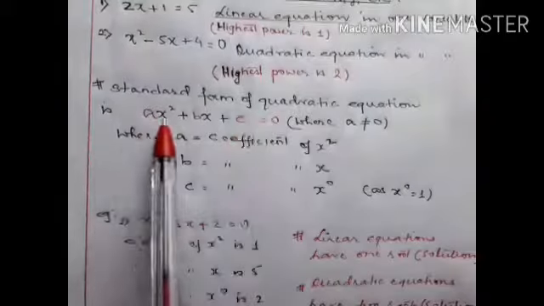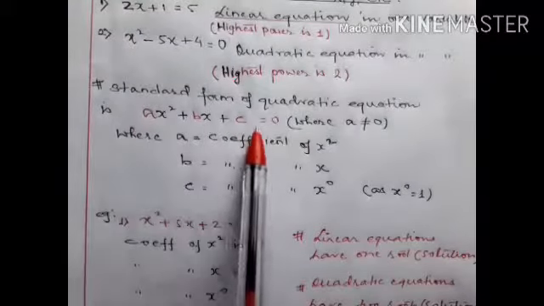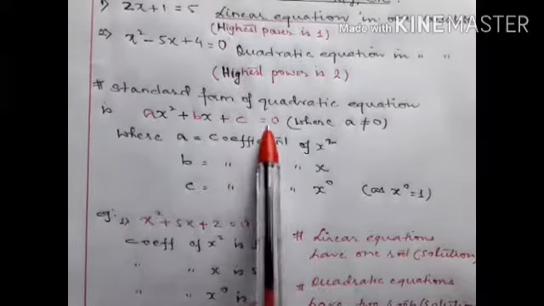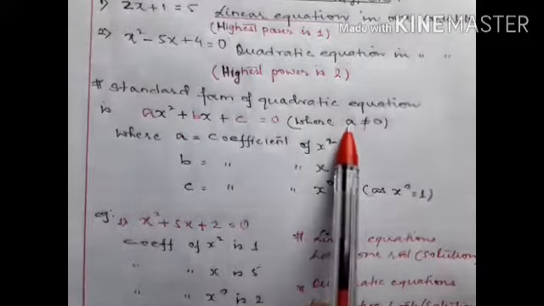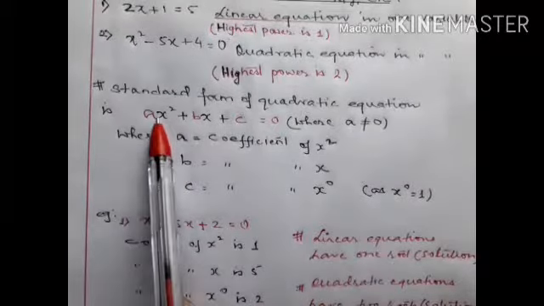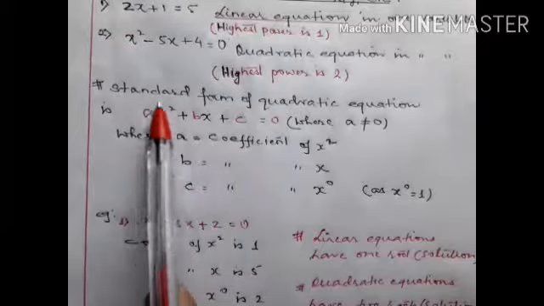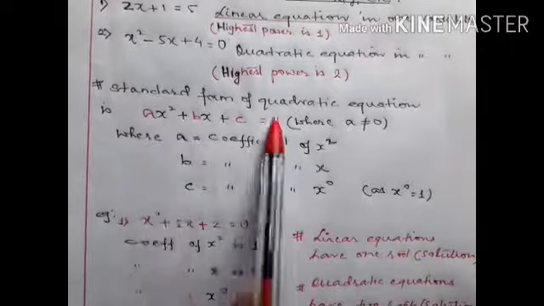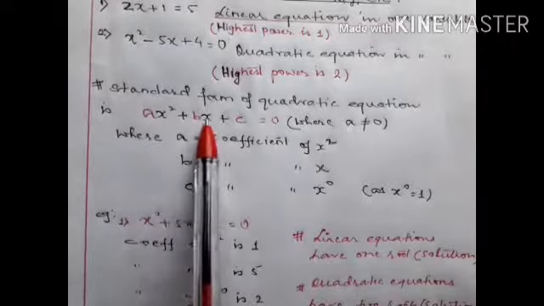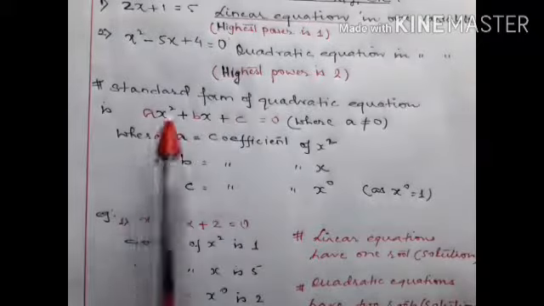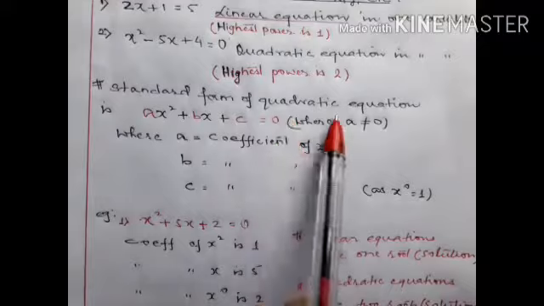Now the standard form of a quadratic equation is ax square plus bx plus c is equal to 0. First x square, then x, then a number, then equal to 0, where a cannot be equal to 0. Why? Because if a is 0, then 0 into x square gives you 0. There will be no x square term involved in this equation. There will be only an x term, so it will be converted into a linear equation. So a cannot be equal to 0 in a quadratic equation.